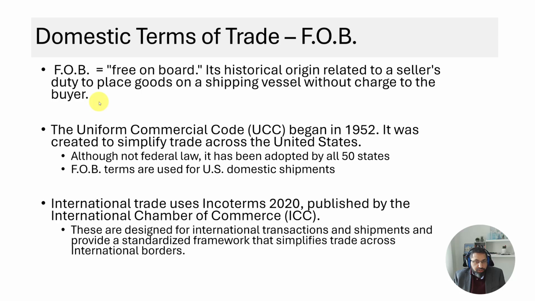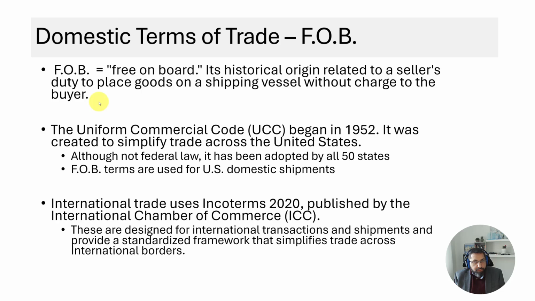The Uniform Commercial Code was established in the United States in 1952 to simplify trade across the United States, and it's been adopted by all 50 states. And part of the Uniform Commercial Code, UCC, are the FOB terms used in US domestic shipments.